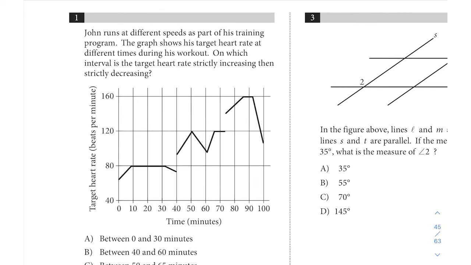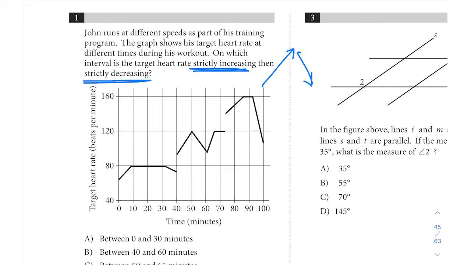John runs at different speeds as part of his training program. The graph shows his target heart rate at different times during his workout. On which interval is the target heart rate strictly increasing, then strictly decreasing? So basically, we're looking for something that is going up and then going down. So strictly, only increasing and decreasing. There's no plateau, there's no leveling off. So let's see what options they give us here.